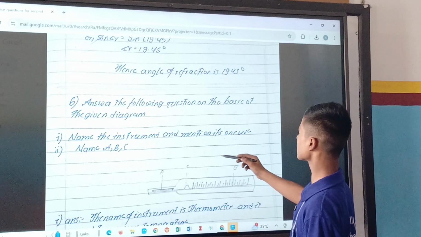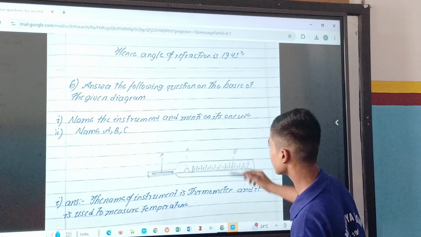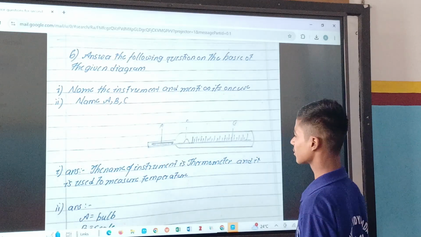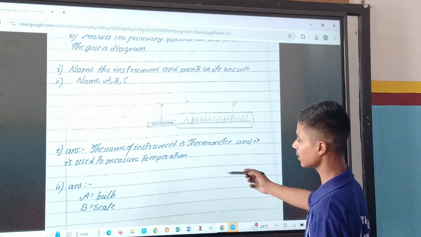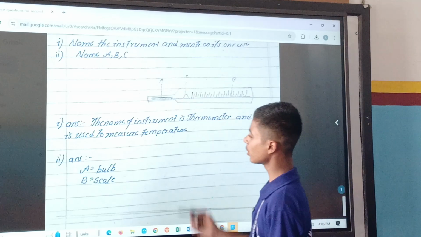Answer the following question on the basis of the given diagram. Name the instrument that measures this and mention its uses. The name of the instrument is thermometer and it is used to measure the temperature of a body. A is the bulb and B is the scale.